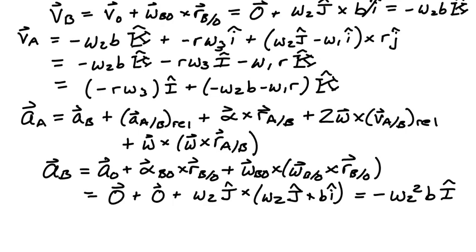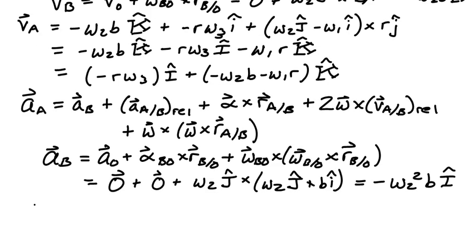I can take that result now and substitute it back into the acceleration of point A. So I'll have the acceleration of point A is equal to AB, which we just found was minus omega 2 squared times B in the capital I, plus the acceleration of A with respect to B relative to the observer.